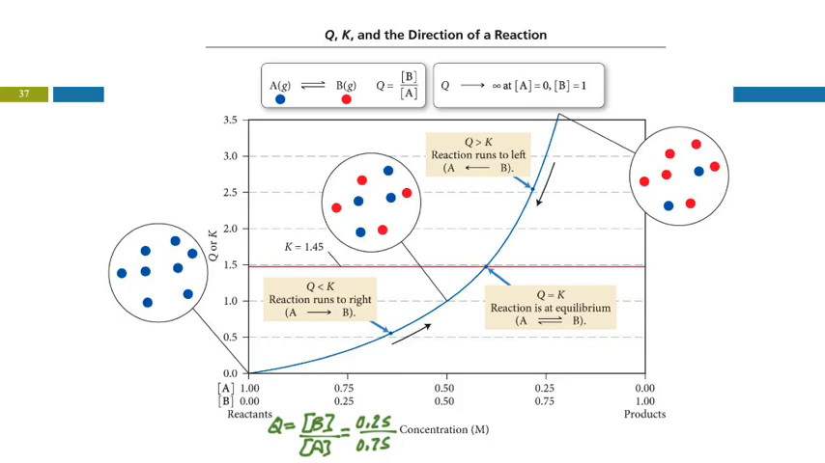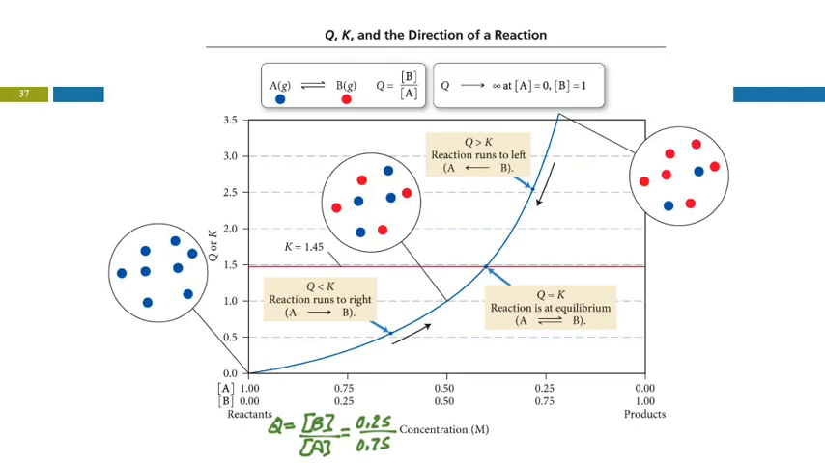The equilibrium constant, though, is constant. It's the same. Here, it's 1.45 because they told us it was 1.45. So no matter what our concentrations are, the equilibrium constant is always the same. At this point, right here, is where we have equilibrium, and that is where the concentrations plugged in give us the equilibrium constant. So Q is equal to K right there.